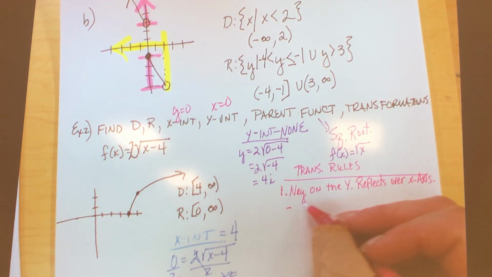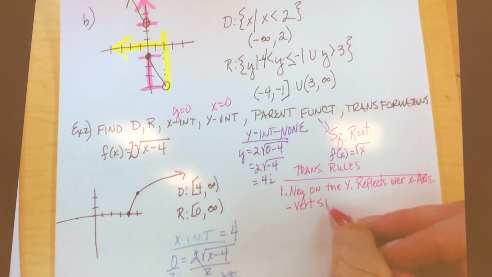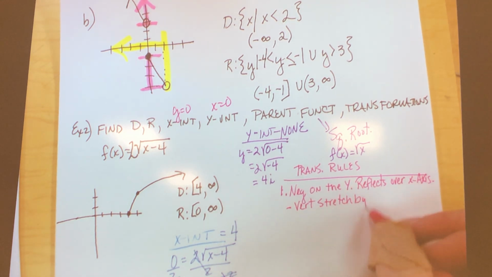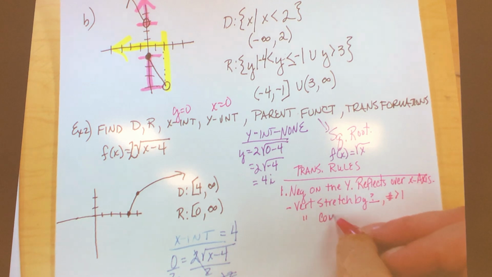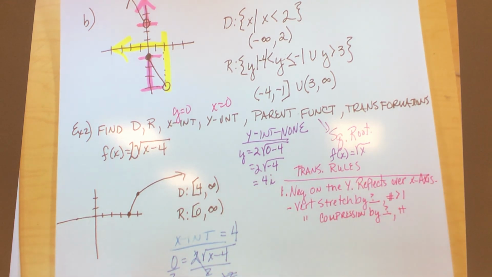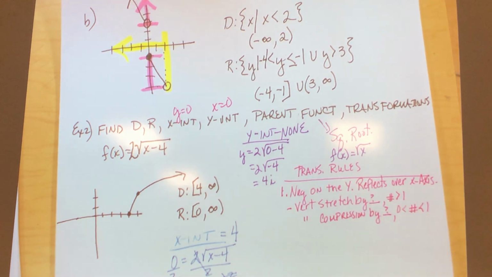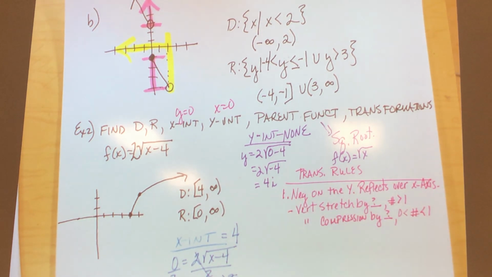Then you would need to address any vertical stretch, by whatever the number is. If it was a number greater than 1, it's a vertical stretch by whatever that number is. If my number is between 0 and 1, okay? My brain says to myself, hey, it's really less than 1, but we're not dealing with negatives. So it's less than 1, but it's greater than 0. The negative is dealt with up here.